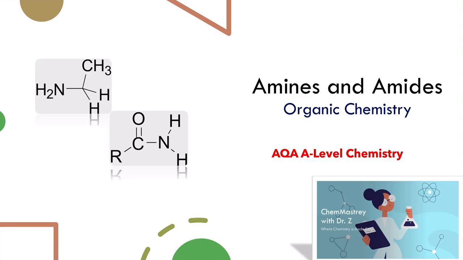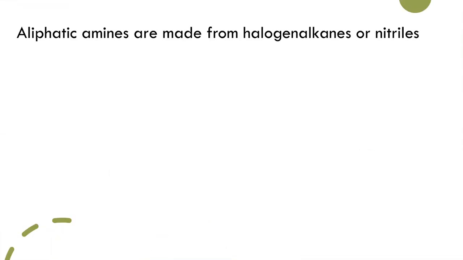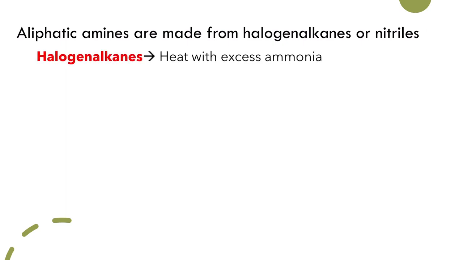Amines and amides. Aliphatic amines can be made from halogenoalkanes or nitriles. If you make it from halogenoalkanes, you just heat the halogenoalkane with excess ammonia. The mechanism of the reaction is a nucleophilic substitution reaction.